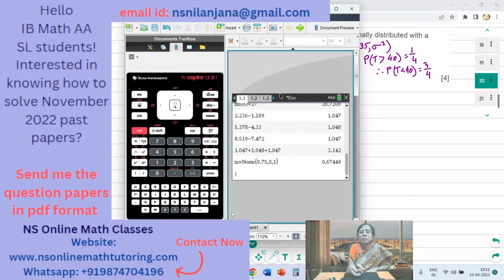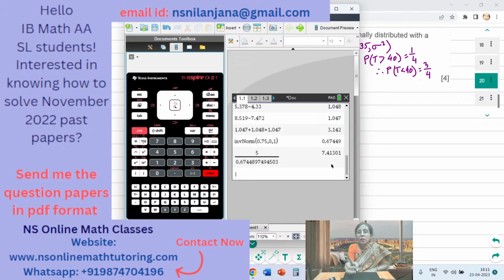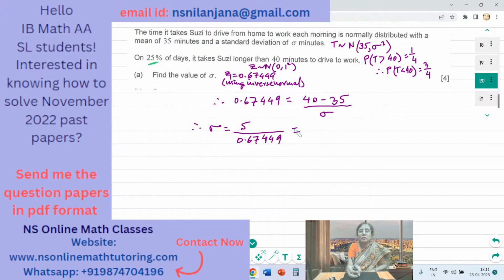Sigma is equal to 5 over 0.67449, which is 7.41301, which is 7.41 up to 3 significant figures.